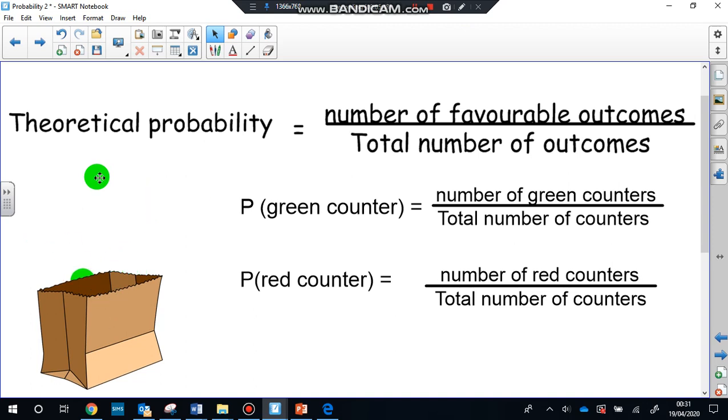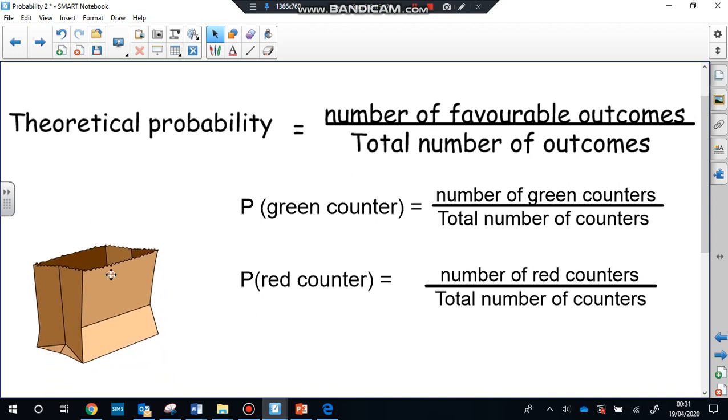Okay, now if I wanted to draw a counter out, I've got an equal chance of pulling any one counter out. There's no reason why I should pull out one rather than the other. If I'm looking at the probability of pulling a green counter out, I need to think about how many green counters there were out of the total number of counters there were. So the favourable outcome is the green counters, and the total number of outcomes is the total number of counters.